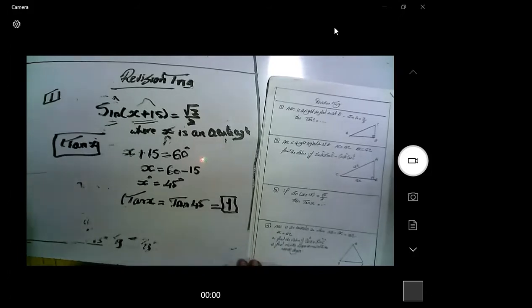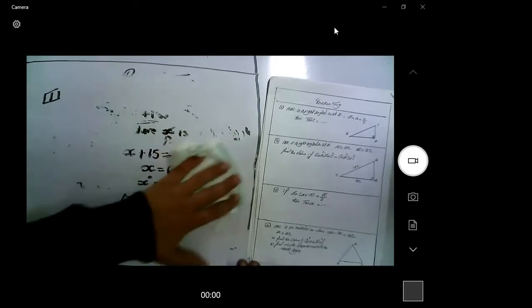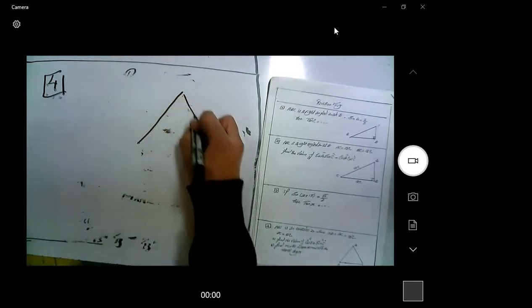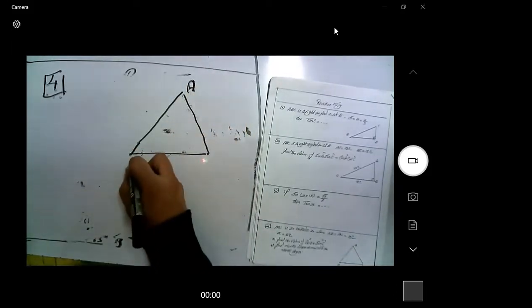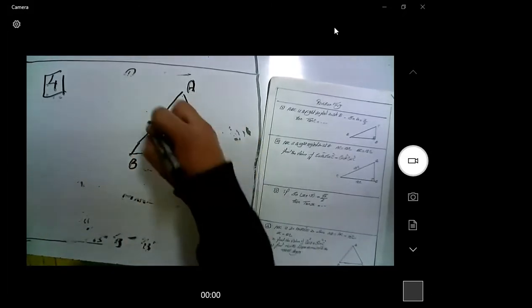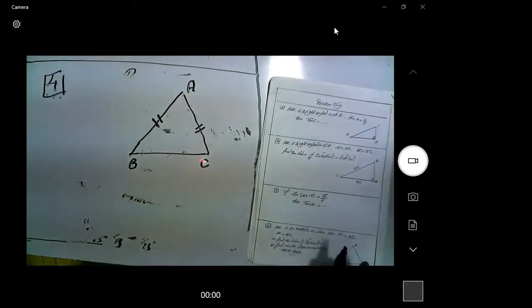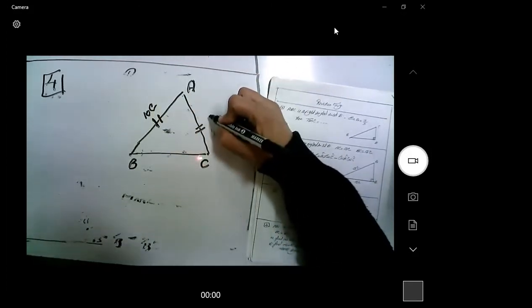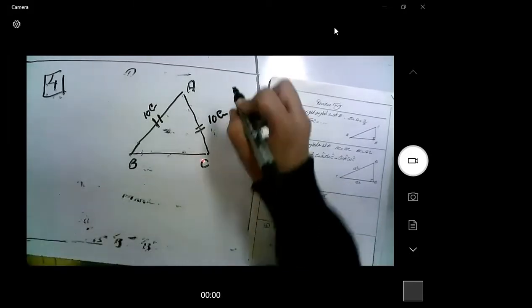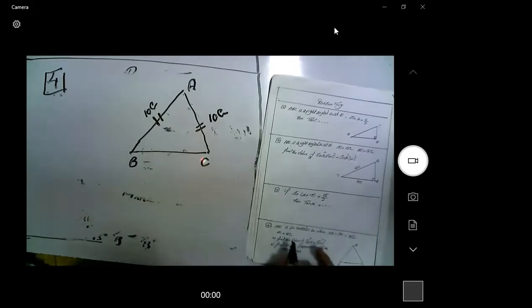The fourth question. Question number 4. ABC is an isosceles triangle with vertex A, where AB equals AC equals 10 centimeters. BC equals 16 centimeters.